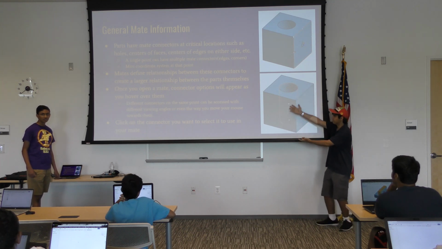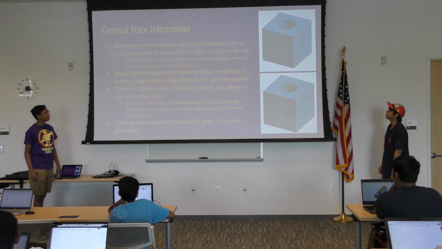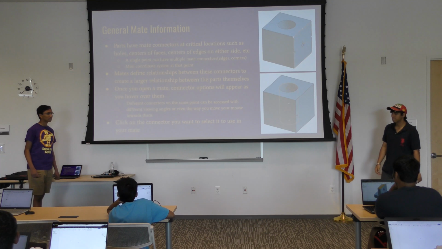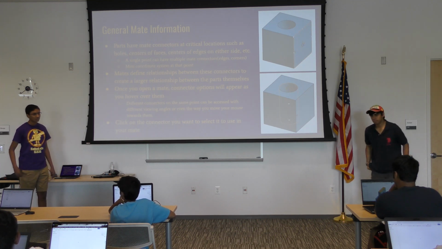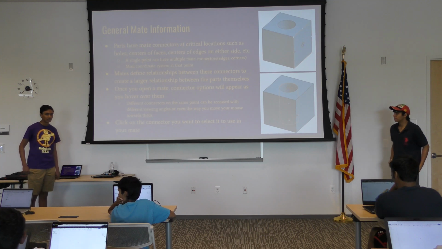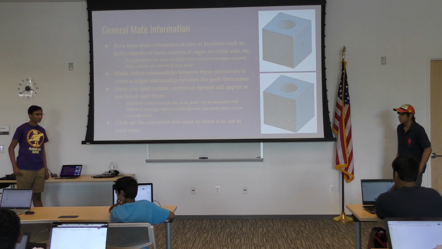So that's just the mate connector that you use if you want to do something with that hole. It's just the center of the circle. And then on the picture above that, we have a mate connector to the center of the face. So that's just if you want to connect it to something else. So mate connectors are usually found at edges, the centers of edges, and corners, and other critical points like that.